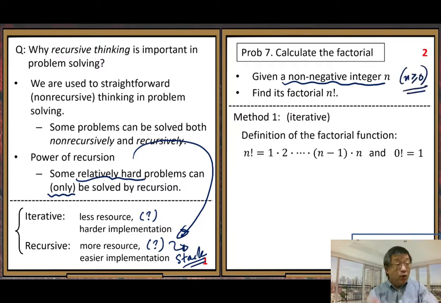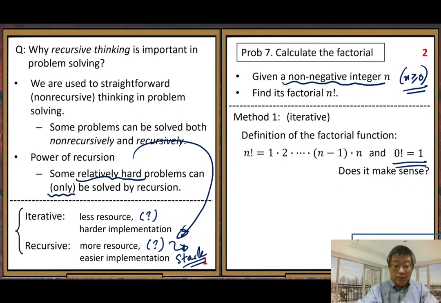But when n equals 0, what is 0 factorial? Some people, if you just use your intuition, it is very likely they may say 0. 0 factorial equals 0. But actually, it equals 1, not 0. Can you understand why it equals 1? Does it make sense?